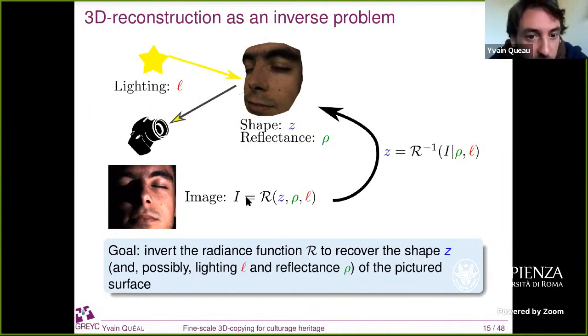So the image that we get is some function R, which I call R for radiance function, which depends on the geometry, called Z here, the reflectance, called rho here, and the lighting. And what we want to do is to solve an inverse problem, that is to invert the function R in order to get to the actual shape Z.